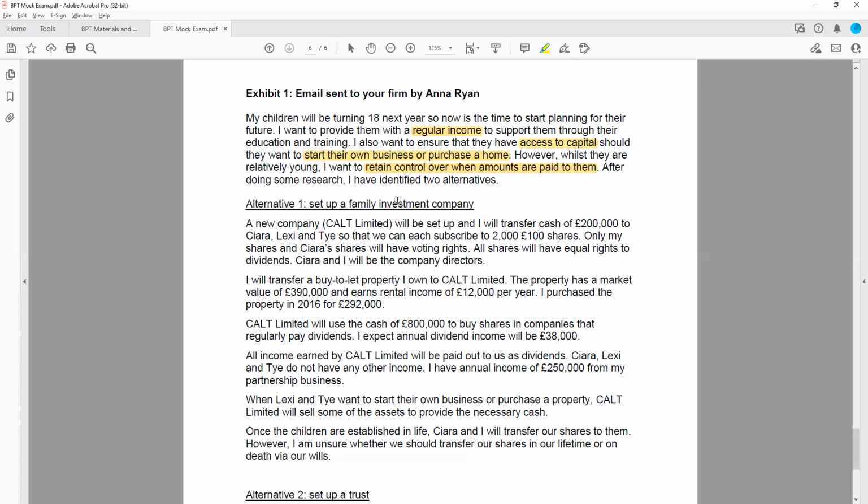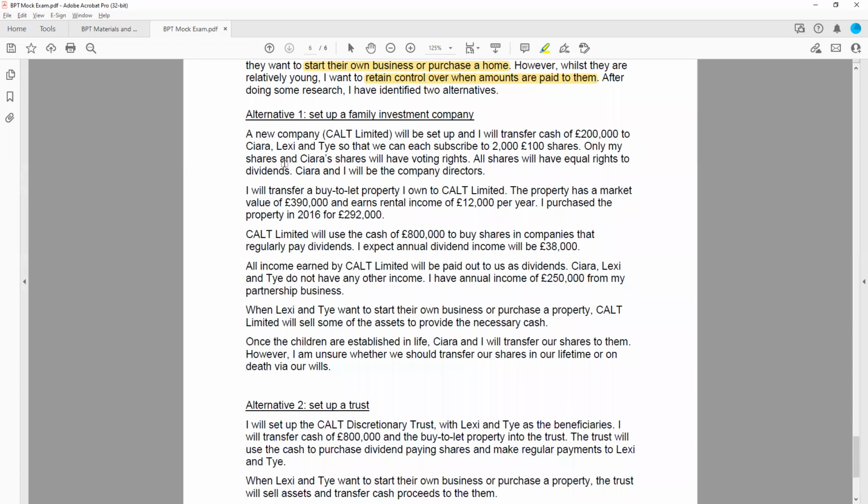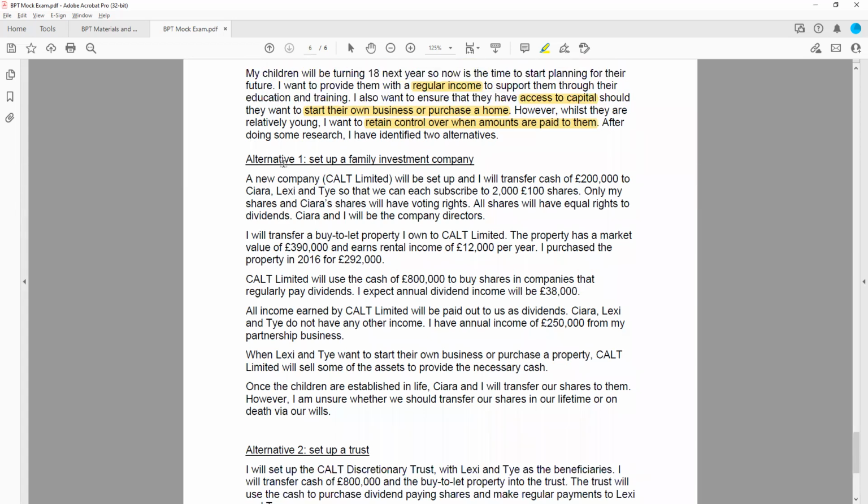So clearly we've got the parents effectively in this situation. It sounds as though one of them's got most of the assets as far as we know, but they want to start passing some assets on to their children and giving them some income. So we've got alternative one. So set up a family investment company.